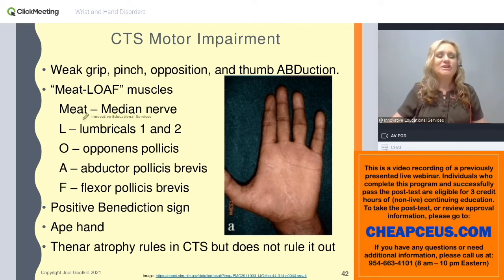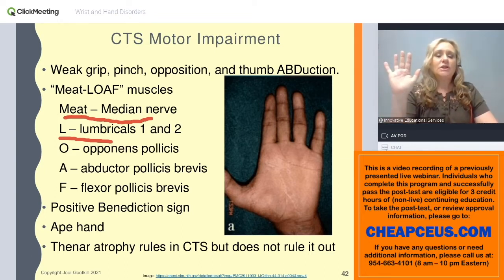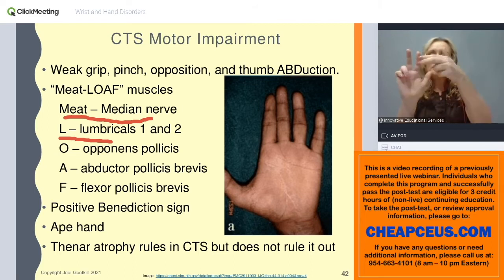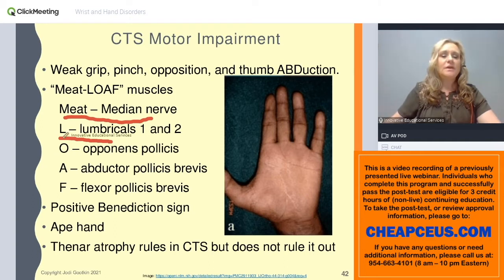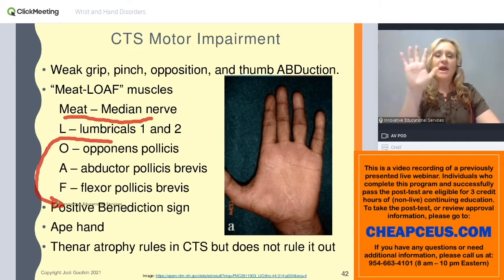Motor involvement that we're going to see is going to be specific. MEATLOAF is an abbreviation, so we have MEAT being our median nerve, and we will see involvement of the lumbricals 1 and 2, which perform MCP flexion for the patient. That's why when we have a patient with their hand open who presents with median nerve compression and we ask them to try and close their hands, we'll see what's called a benediction sign, where the ulnar digits will flex, but the index and the middle finger will not because of that lack of the lumbrical. The key here to see benediction is that we're asking them to close and they're unable to do that.